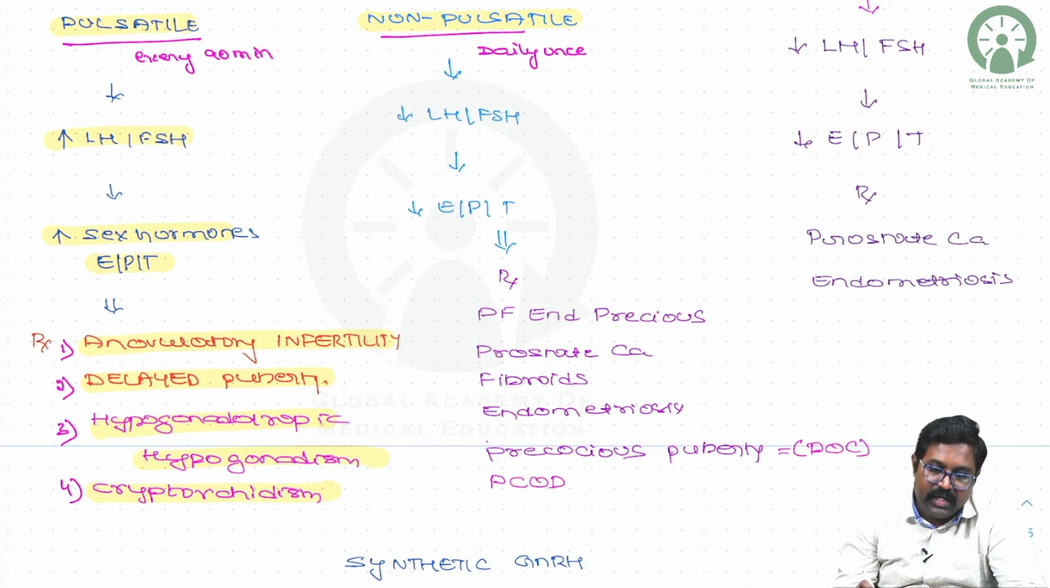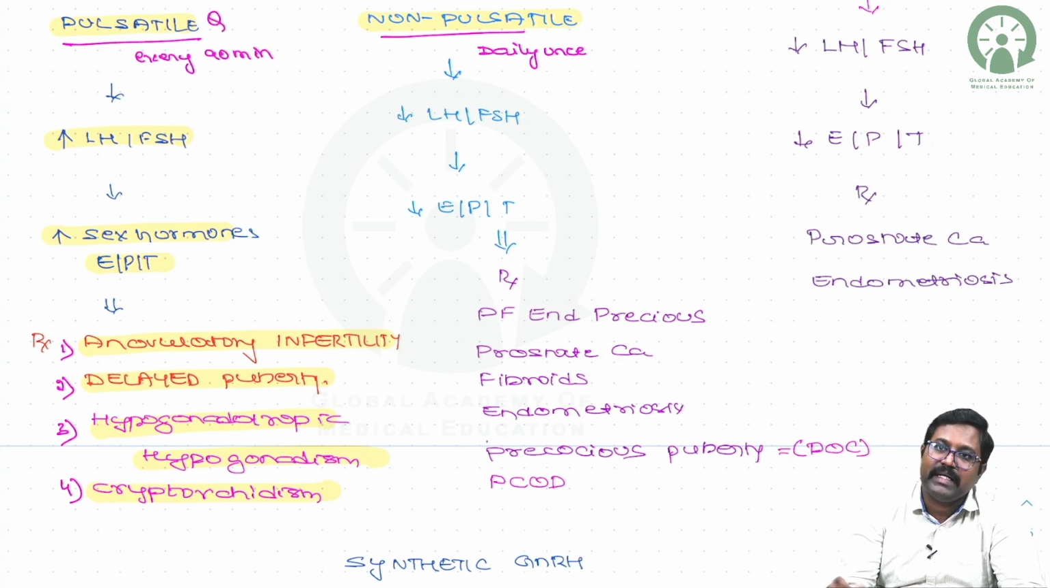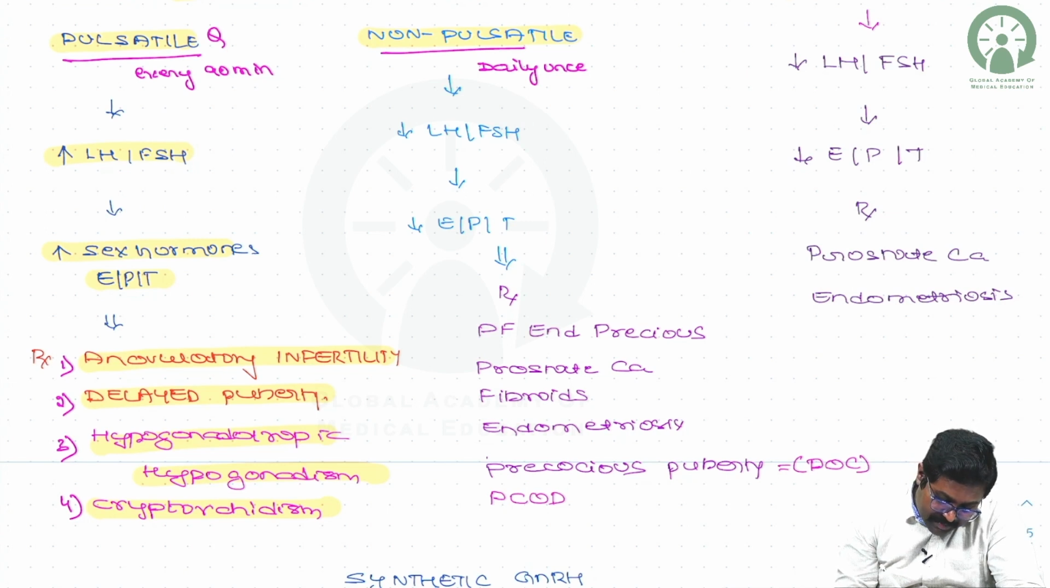So this is very important. Again, these have been asked in your exams many times. So the pulsatile manner, where do you want to use it? It is used in case of infertility, delayed puberty, hypogonadotropic hypogonadism as well as cryptorchidism. So thereby you are increasing the LH and thereby increasing the sex hormone production.